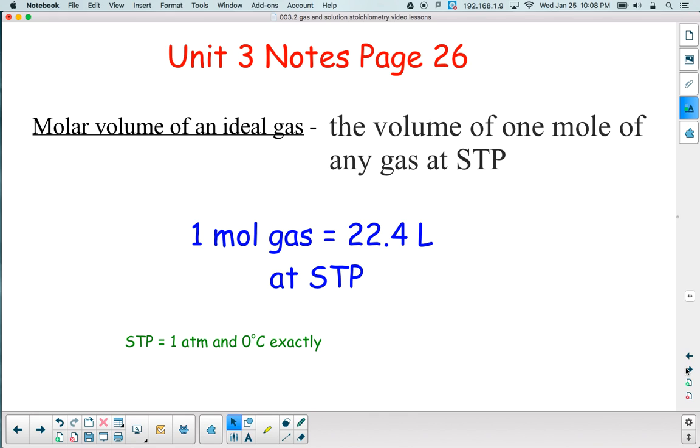1 mole of any gas at standard temperature and pressure will occupy 22.4 liters. Standard temperature and pressure is exactly 1 atmosphere and 0 degrees Celsius. 22.4 liters is approximately the size box that a basketball would fit inside of. We can use this to give ourselves a shortcut for some stoichiometry problems.